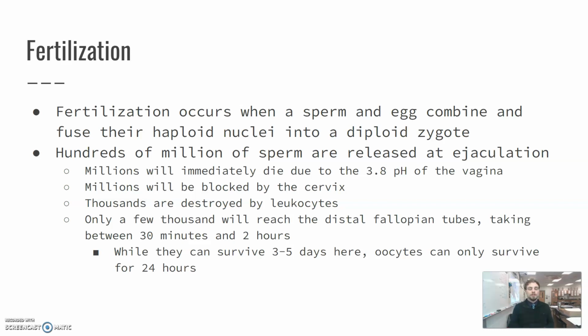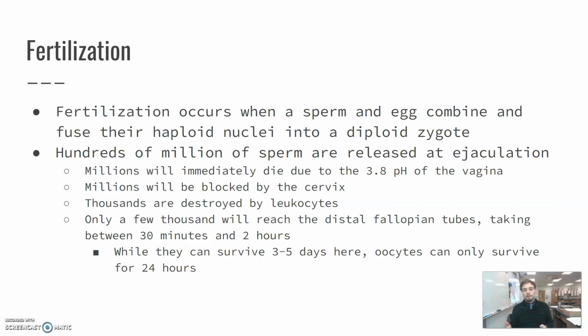At ejaculation, there's going to be hundreds of millions of sperm that are going to be released. And so when we're dealing with ejaculation here for fertilization, it's basically a numbers game, especially in humans. So for the male, millions of those sperm that are released are immediately going to die because the pH of the vagina is about 3.8, so very, very acidic.